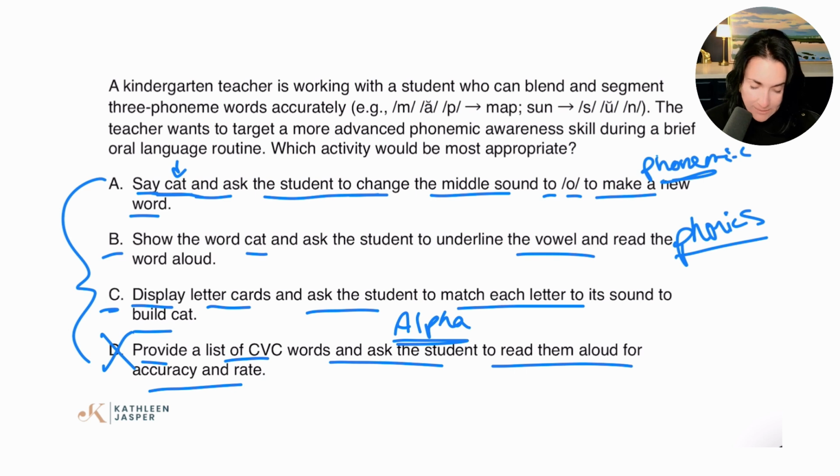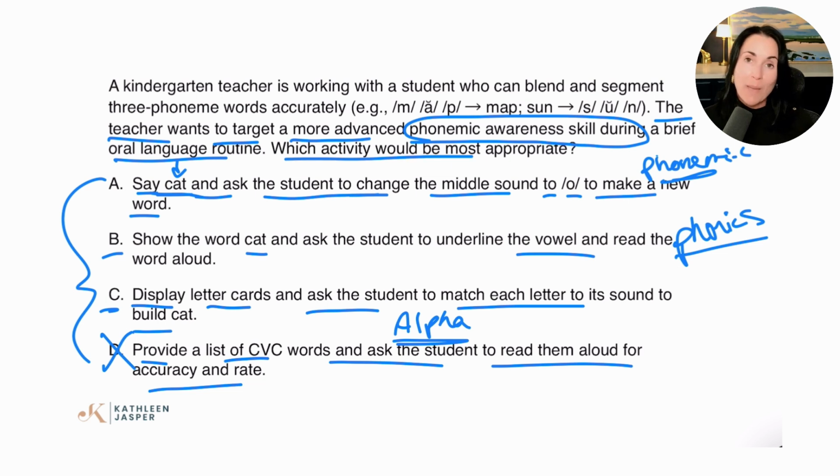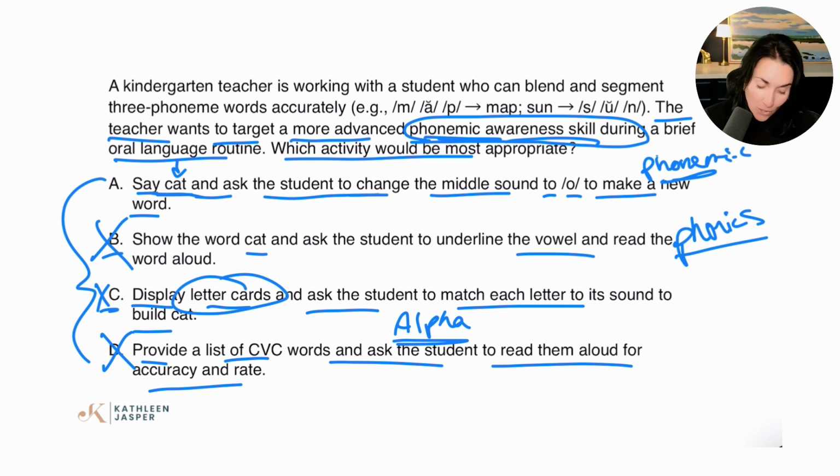Let's have a look at the question stem. The teacher wants to target a more advanced phonemic awareness skill during a brief oral routine or a language routine. Which activity? Now notice I worked backwards again because I zeroed in on this phonemic awareness. That takes out B for sure and probably C. In this case, we're looking at letter cards. That's not technically phonemic awareness. Phonemic awareness you can do in the dark. You do not have to see the letters. You're just going by sounds. So I would also take out C as well, which leaves me with A.